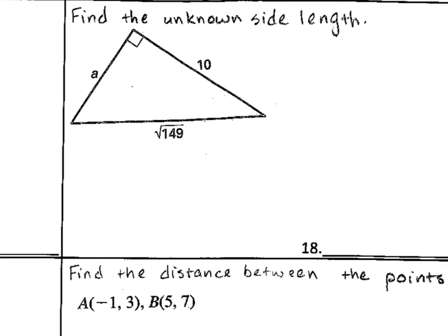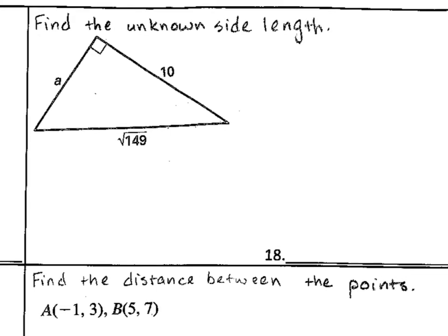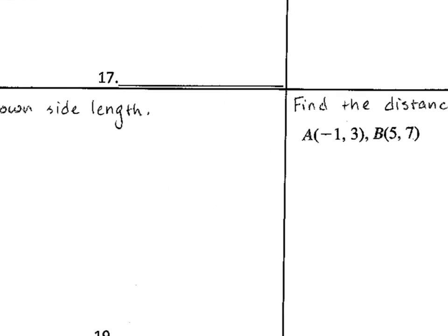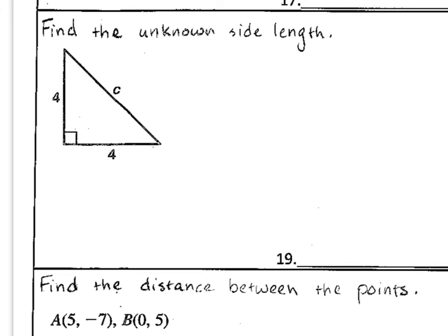18, same concept. A squared plus b squared equals c squared. Okay. Don't let this throw you off. It's just a number. Okay. But put it in as radical 149 squared for your c. 19, same thing. Alright, hopefully you wrote that a squared plus b squared equals c squared at the top of your paper. Find c in this one.